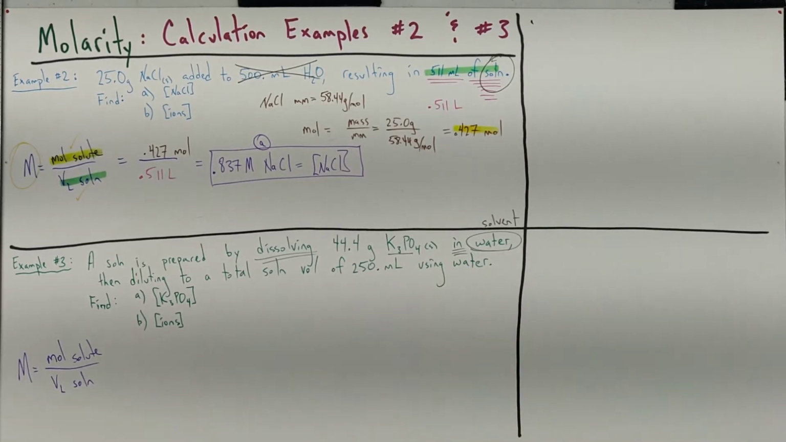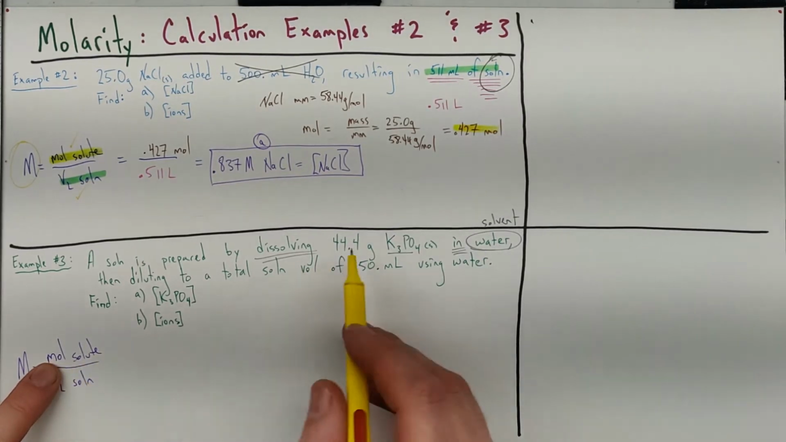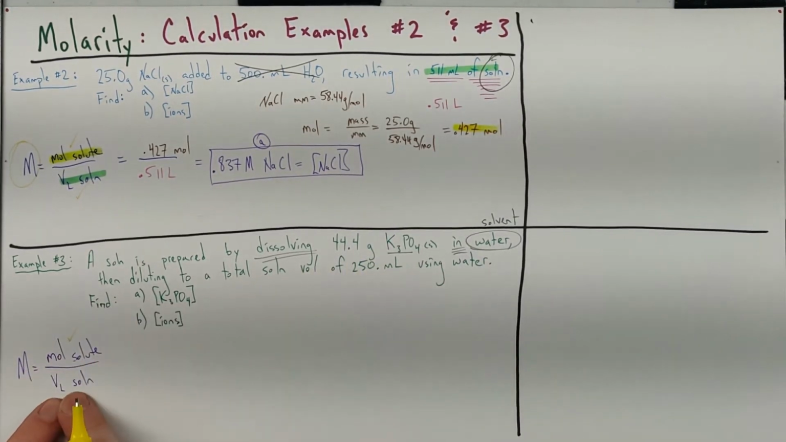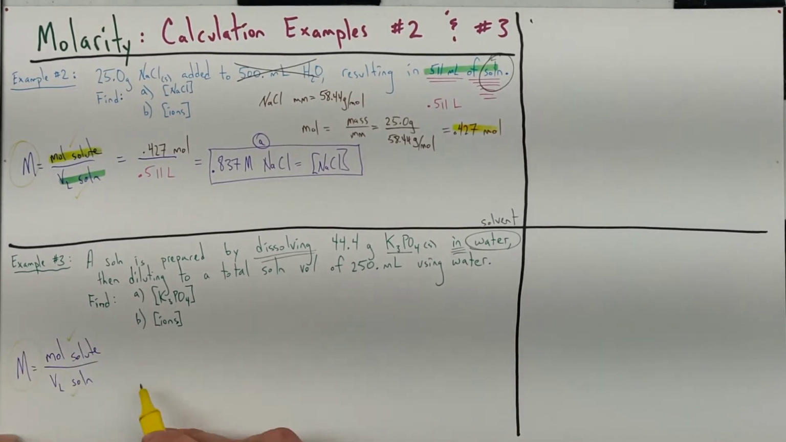Write the equation, use it as a checklist. Do I know the molarity? No. Do I know moles of solute? I can get it. Do I know volume in liters of solution? I can get it. So I can find molarity, and not coincidentally, that's what I need to find.